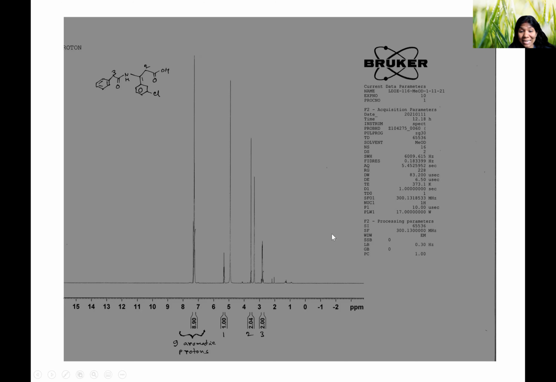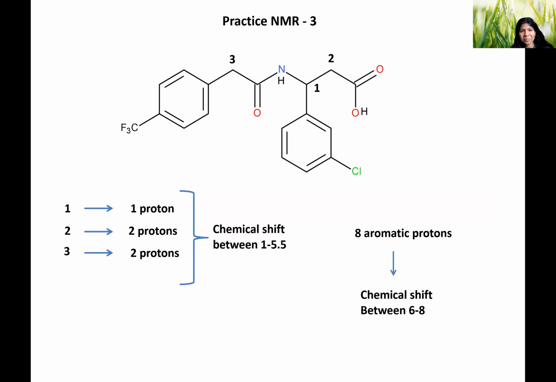So we do not see any other extra peak over here. So this perfectly matches with our prediction NMR. So you will conclude that, okay, this compound is here and this is absolutely pure. Okay, now let's go to the next example. So we'll do the same thing.